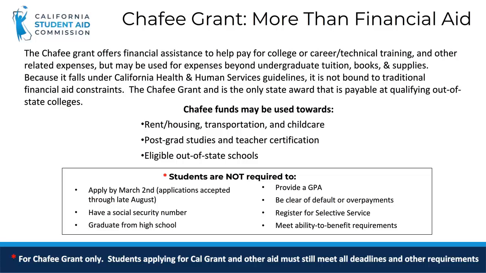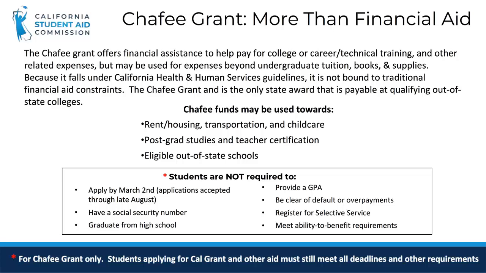Lastly, these additional items, which are required for most types of financial aid, are not required for the Chaffee Grant. Students are not required to apply by March 2nd or have a Social Security number. That means our DREAM Act applicants are also eligible. They do not have to graduate or get a high school GED, submit a GPA, be free of student loan default, register for selective service, or meet the ability to benefit requirements.